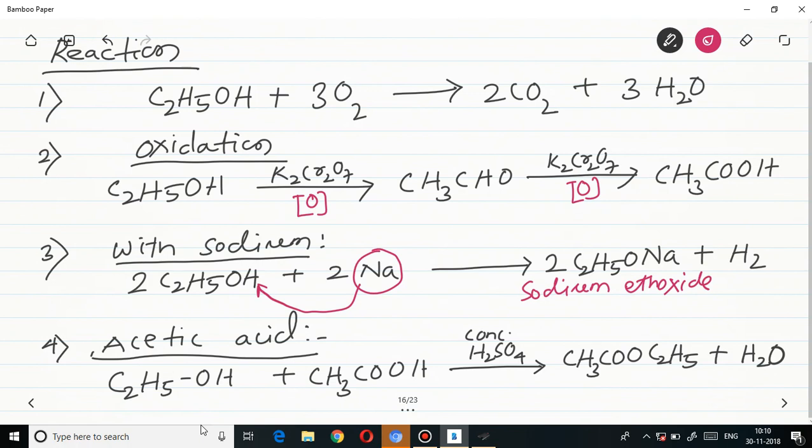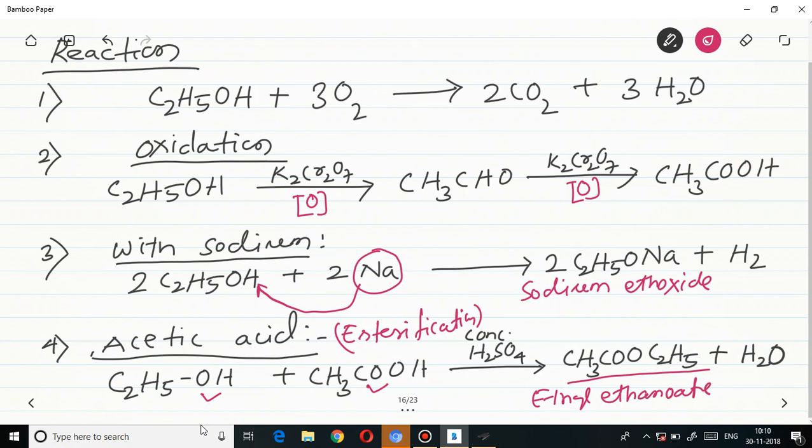Now reaction of alcohol with acid. Reaction of alcohol with acid is known as esterification. In esterification, alcohol reacts with acid to form ester and water is removed. The name of this compound is ethyl ethanoate. You can see there are two carbons on this side and two carbons on that side, so this will be ethyl ethanoate.